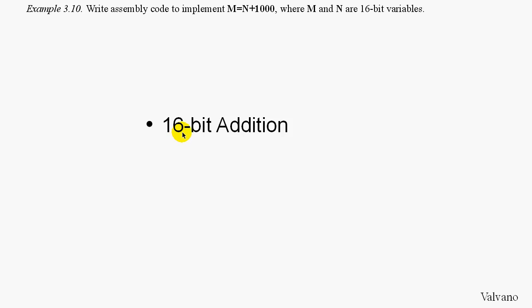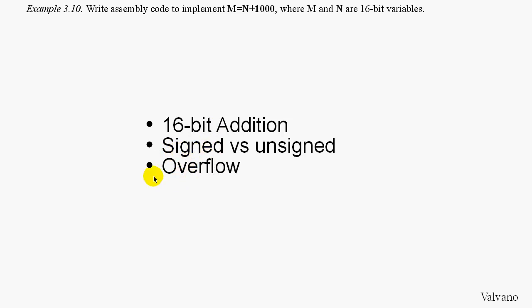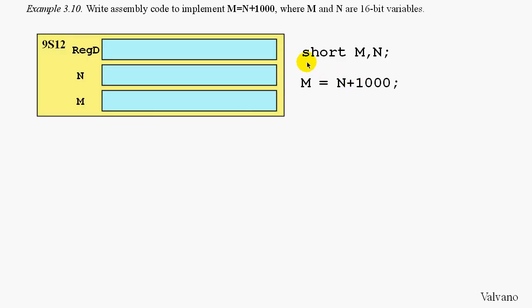The objectives of this example are to study 16-bit addition, consider signed and unsigned numbers, and evaluate the problems that occur due to overflow after an addition. Let's begin. The goal is to write assembly code to calculate N+1000 and store the result in a variable m.